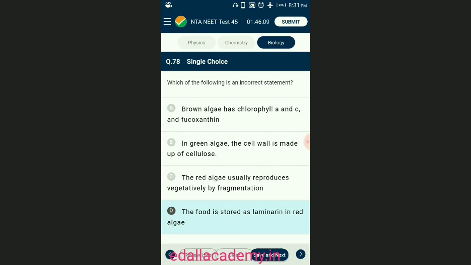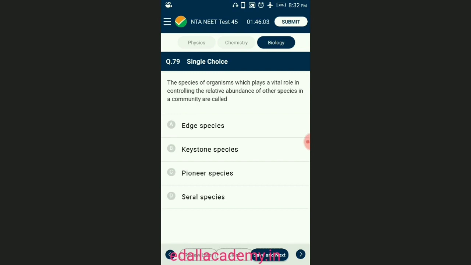Question number 79. The species of organism which plays a vital role in controlling the relative abundance of other species in a community is called. The species that plays an important role in the functioning and stability of an ecosystem by controlling the relative abundance of other species in a community is called a keystone species. So the answer is option B, keystone species.